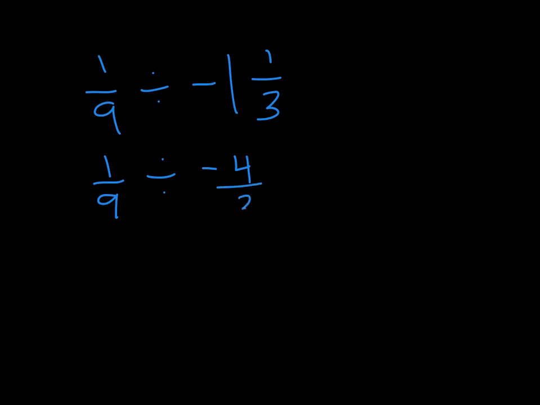All right, last problem we're going to look at. So I have 1/9 divided by negative 1 and 1/3. Change your mixed number to an improper fraction. So I have 1/9 divided by 3 times 1 is 3 plus 1 is 4. So negative 4 over 3. I'm going to keep the first fraction. I'm going to change the division to multiplication, and I'm going to flip that second fraction.